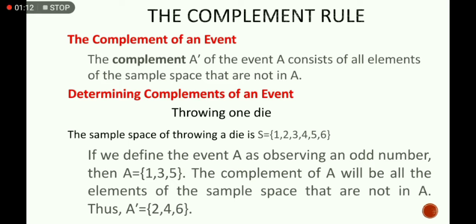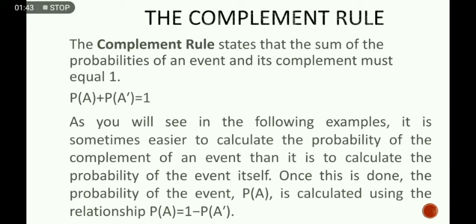So ibig sabihin, kung hahanapin natin yung complement ng A, hahanapin natin yung wala sa A. Kung dito sa given na meron ang A ay 1, 3, 5. So, based dun sa sample space, ang wala sa A ay 2, 4, and 6. So, ibig sabihin na ang complement ng A is 2, 4, and 6. Yung wala lang sa event A. Yun yung complement niya.